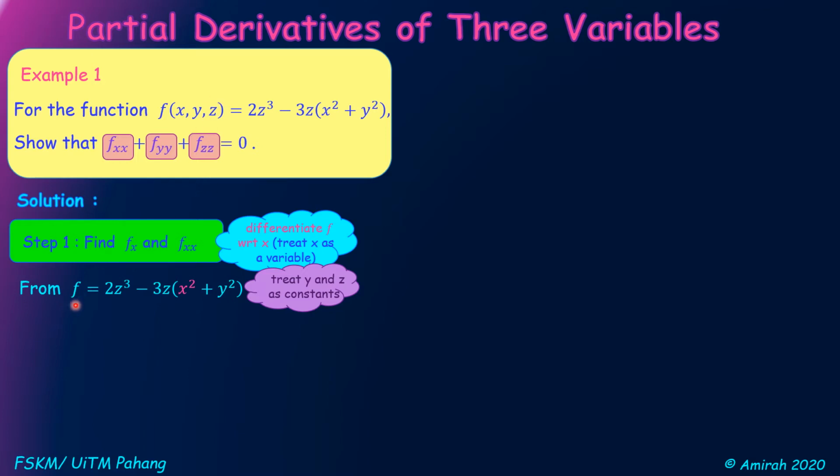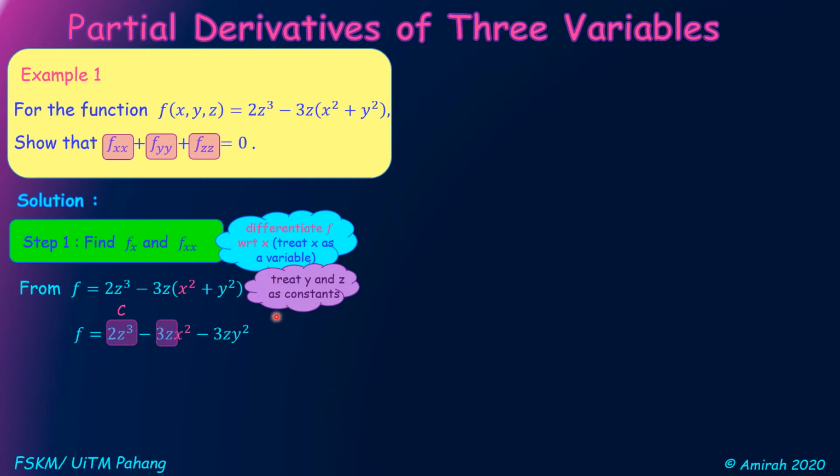So from f equals 2z cubed minus 3z times (x squared plus y squared), we can write variable x in a different color. Alright, from here, we can expand first. When we expand, we have f equals 2z cubed minus 3z x squared minus 3z y squared. Now we treat y and z as constant. So z here is constant, z cubed is also constant, times 2 is also constant.